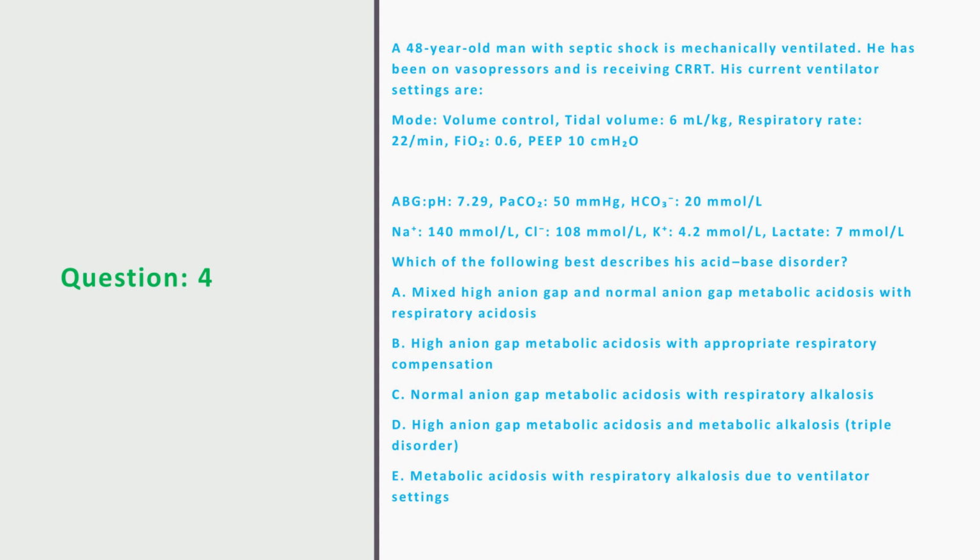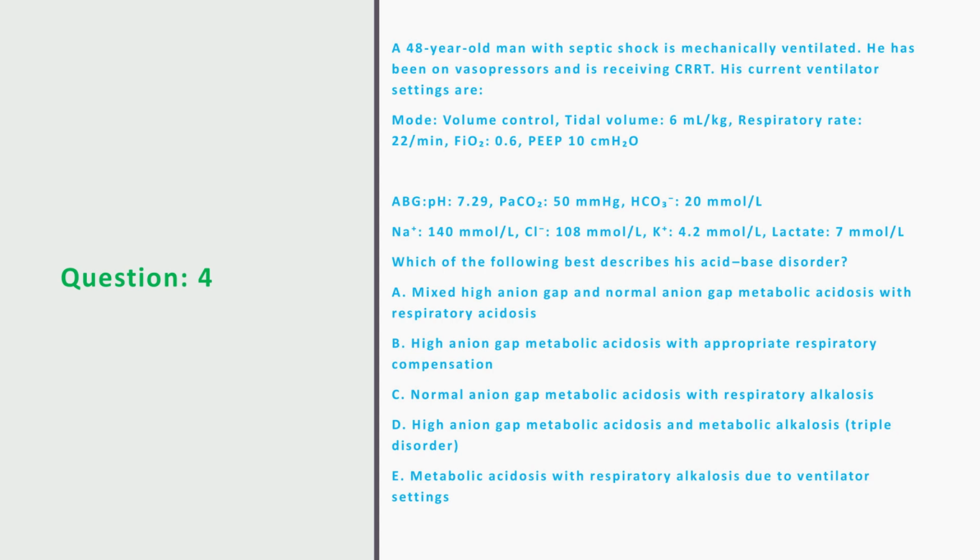His current ventilator settings are: mode, volume control, tidal volume 6 milliliters per kilogram, respiratory rate 22 per minute, FiO2 0.6, PEEP 10 centimeters of water. Arterial blood gas: pH 7.29, partial pressure of CO2 50 millimeters of mercury, bicarbonate 20 millimoles per liter, sodium 140 millimoles per liter, chloride 108 millimoles per liter, potassium 4.2 millimoles per liter, lactate 7 millimoles per liter. Which of the following best describes his acid-base disorder?